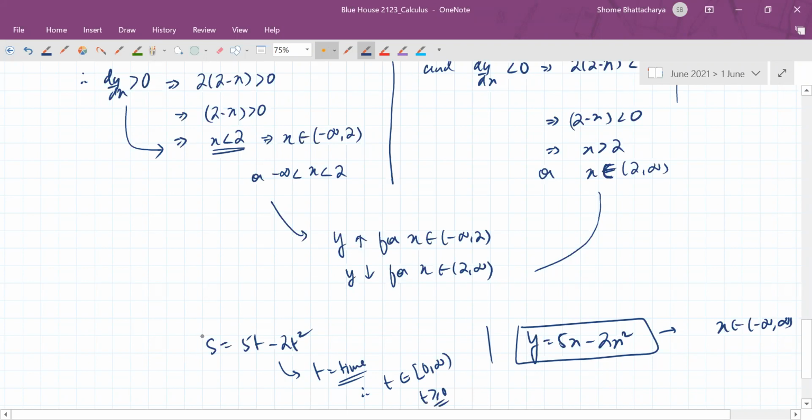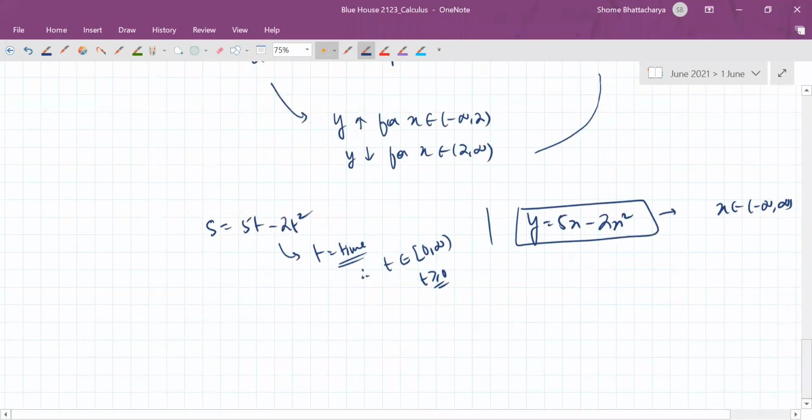So as a physics problem, if we are looking at the graph of S versus T, we will not bother about the negative part of the graph, the negative part of the time axis. We'll only bother about the non-negative part, that is from 0 to infinity. So it's a little bit about what we are applying the function for, as far as the domain is concerned. That is going to be usually quite clear from what we are dealing with itself.